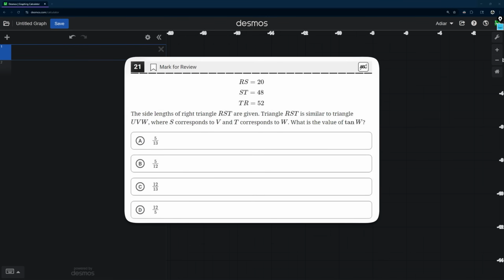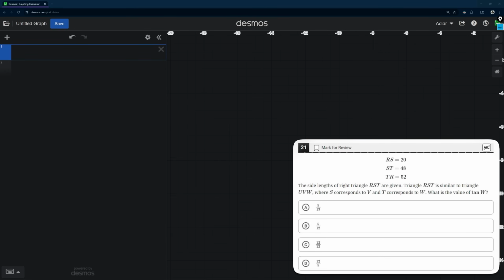In this question, it says the side lengths of right triangle RST are given. Triangle RST is similar to triangle UVW, where S corresponds to V and T corresponds to W. What is the value of tangent of W? Okay, so for this one, we can start by just drawing the triangle RST. So we're told it's a right triangle, so it looks like something like this, because that's how right triangles look.